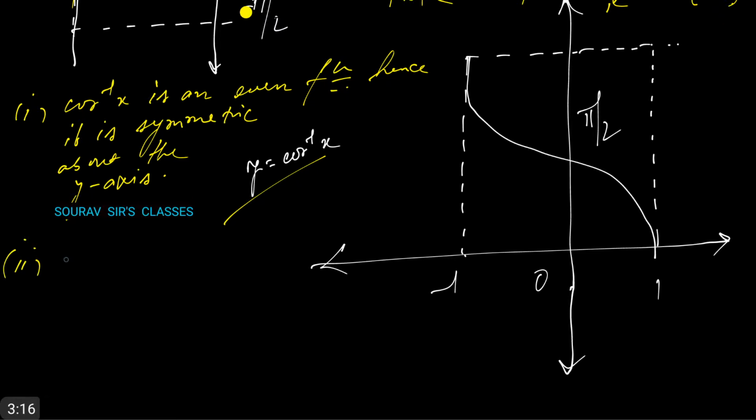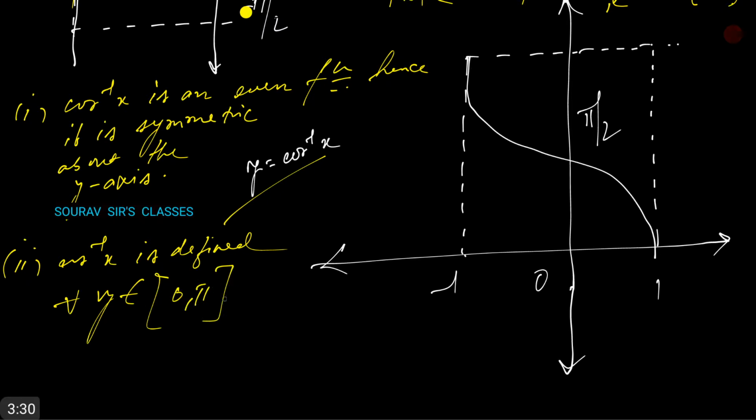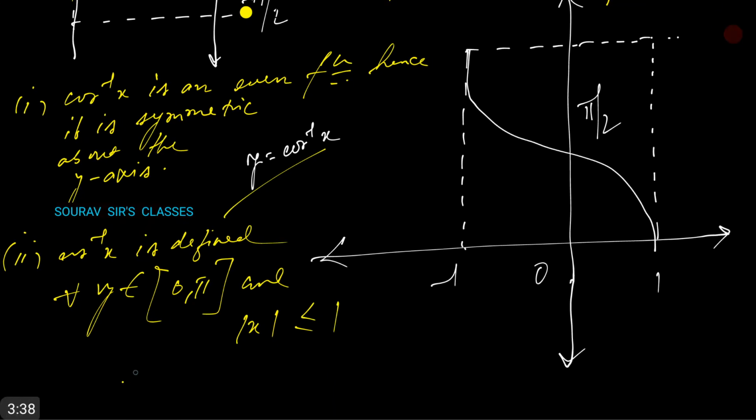Alright, now the domain and range. Cos inverse x is defined for all y belonging to 0 to pi and mod of x is less than or equal to 1, which implies that minus 1 less than or equal to x less than or equal to 1, that is x belongs to minus 1 comma 1.